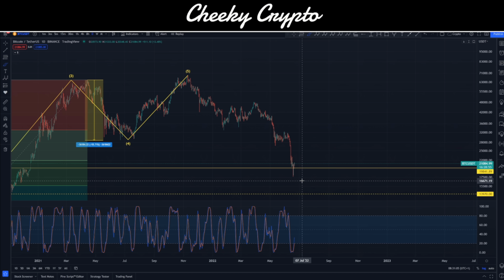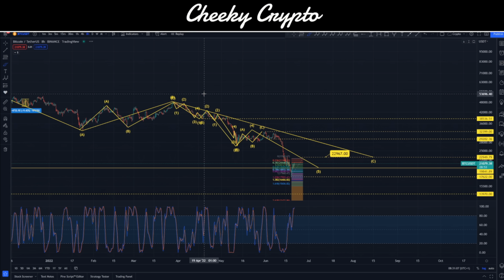Now, if we jump down into the 8-hourly stochastic, you can see the subwave counting going on here. But you can see that we're overbought on this 8-hour stochastic, right? So this is basically indicating that a price move down is very, very likely.